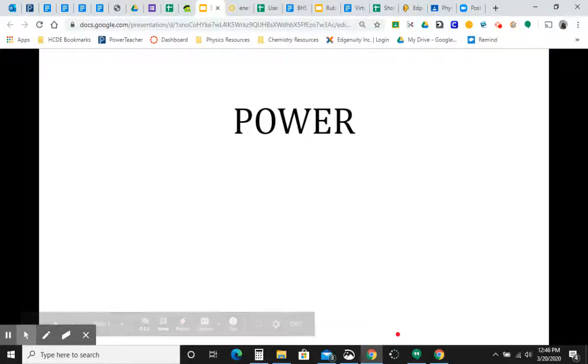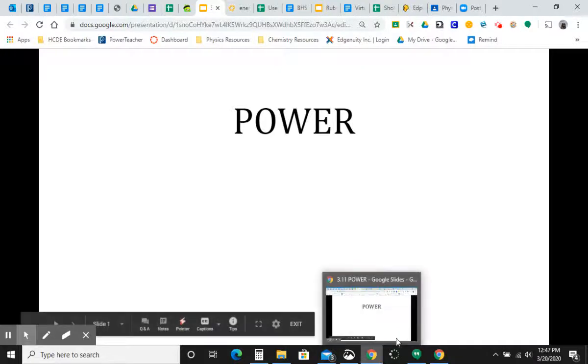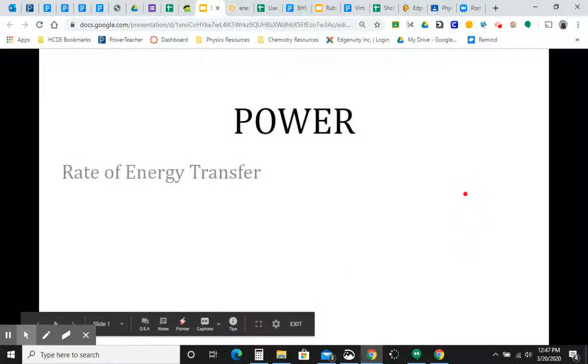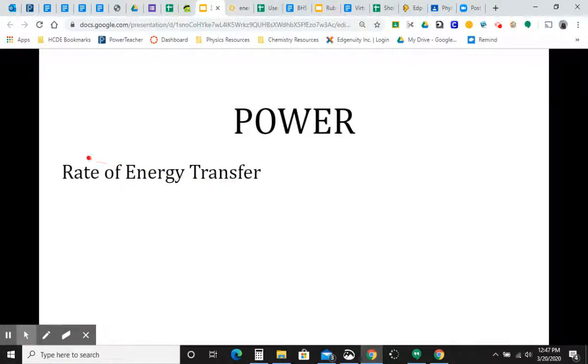All right, our next topic is power, which is really not that much. It's a pretty easy step from what we were talking about with work and energy. First of all, let's talk about what is power. Power is just the rate of energy transfer. So how quickly energy is changed from one thing to something else, either a different type of energy or transferred from one object to another object.